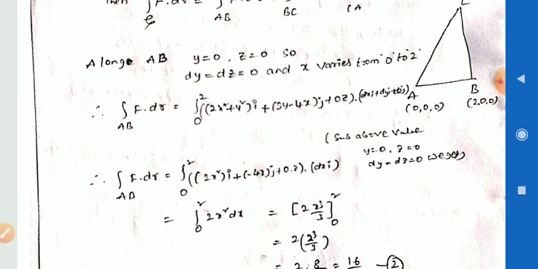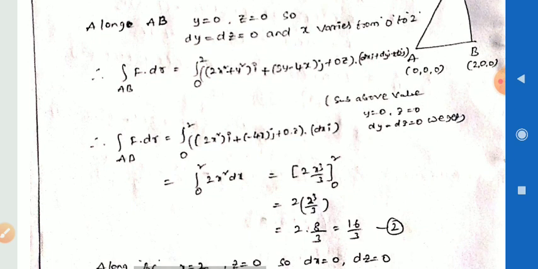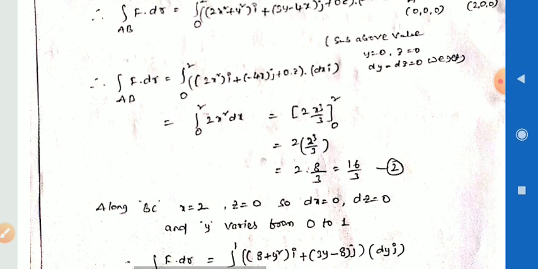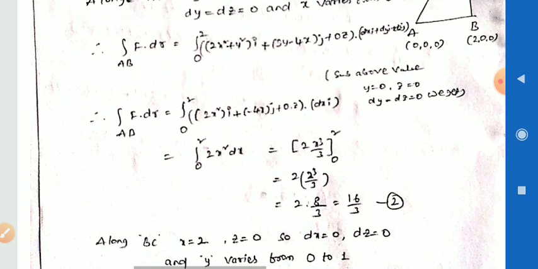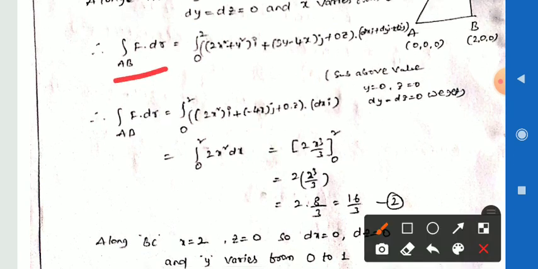By doing the dot product, we get the integration from 0 to 2 of 2x square dx. Integrating 2x square, we get 2 into x cube by 3, and applying the limit values 0 to 2, we get 2 into 2 cube by 3, that is equal to 2 into 8 by 3, that is equal to 16 by 3. Here the line integral along AB is 16 by 3.